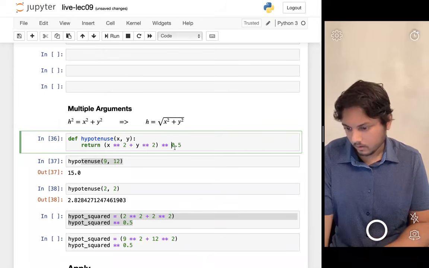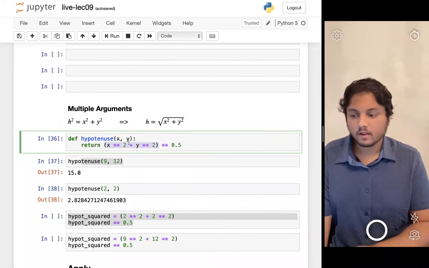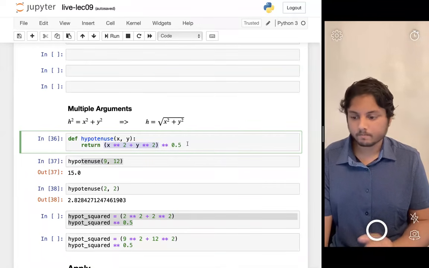And then the 0.5, why did we do that? So we raised everything here to the 0.5 power. That's the same thing as taking the square root. That's why we did that.